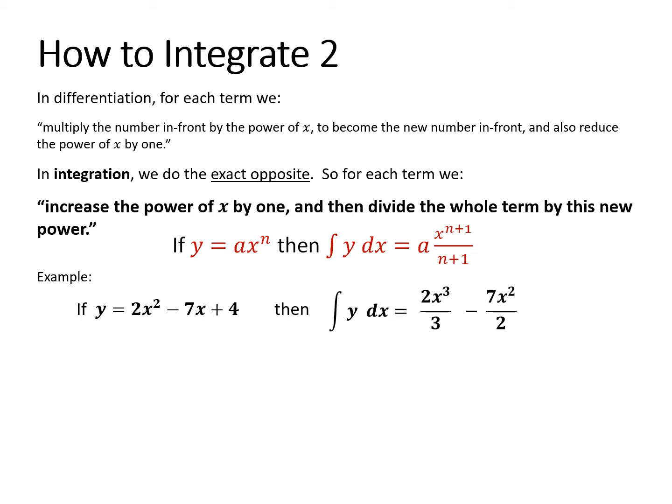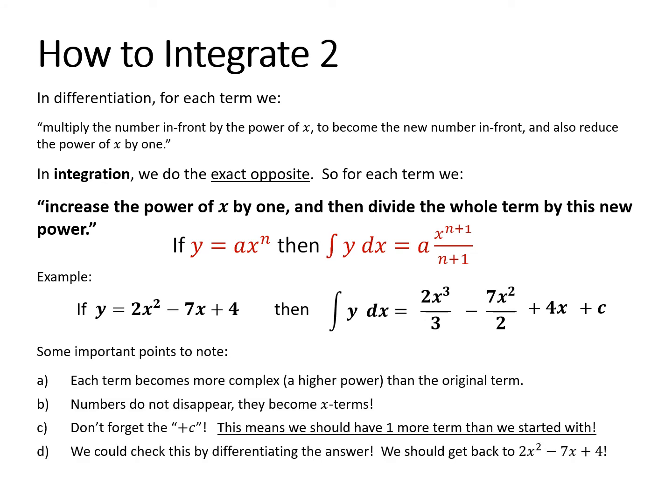Now what happens to 4? Well, if you think back to differentiation, x terms became numbers. So now we're doing the reverse. Numbers are going to become x terms. So 4 will just become 4x. And one last thing, we must remember to put a plus c, because numbers should be reappearing. So we need to put a plus c on the end. And that's how you integrate.